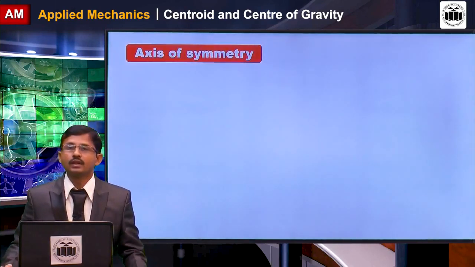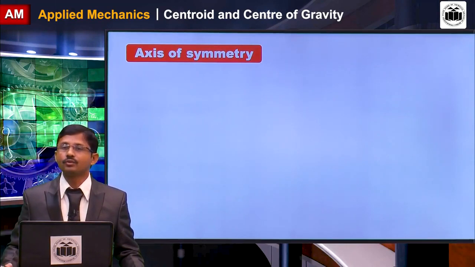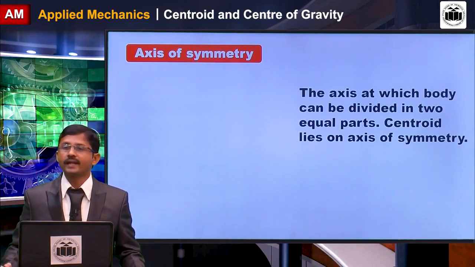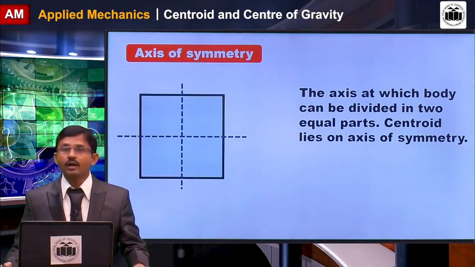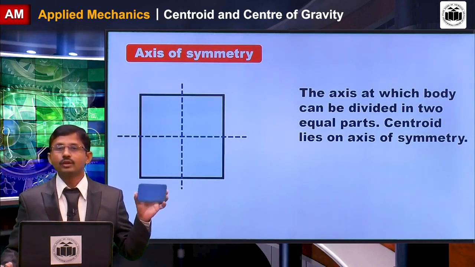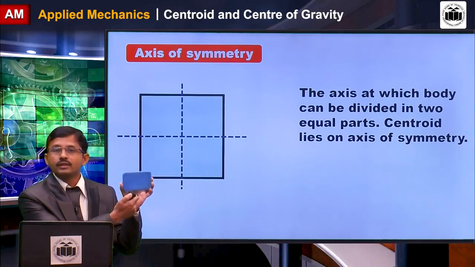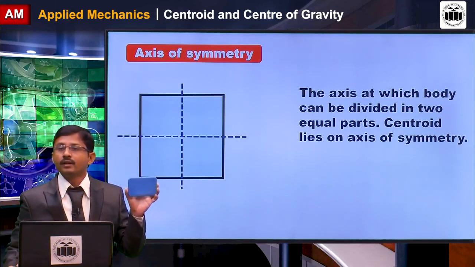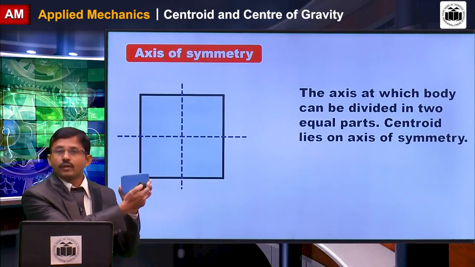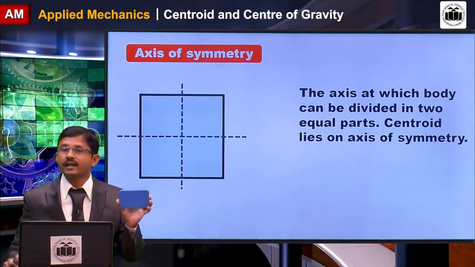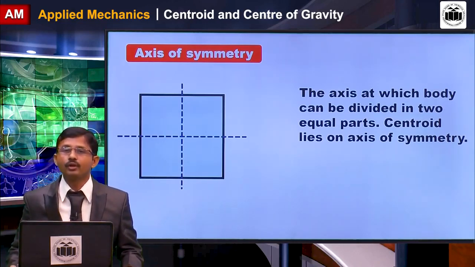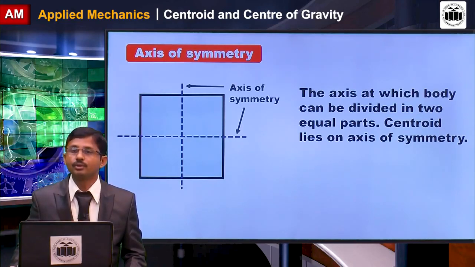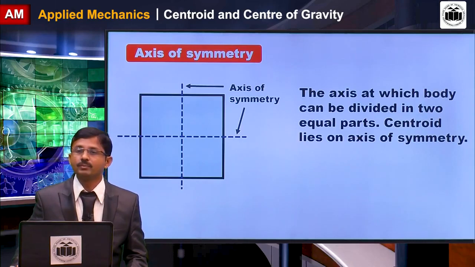We will move towards the next important point, that is the axis of symmetry. If you take a plane lamina and divide this rectangle into two equal parts, then the centroid of that rectangle lies exactly on the axis of symmetry of that section. Here we have shown the axis of symmetry. This concept is very important to locate the centroid of a particular lamina.